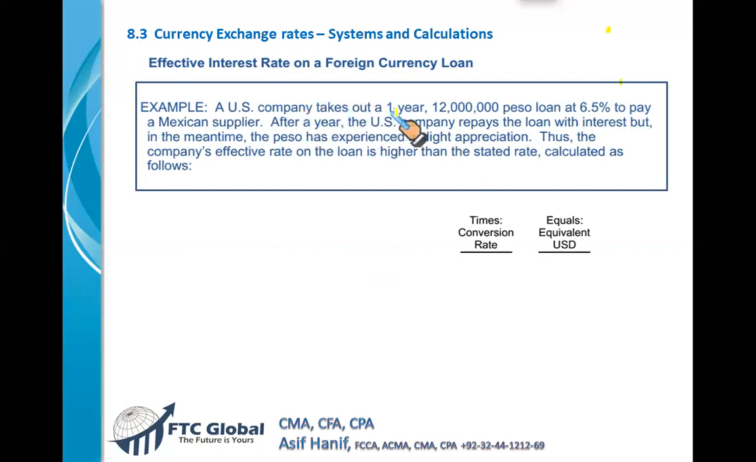A US company takes a 1-year loan of 12 million pesos at 6.5% to pay a Mexican supplier. After a year, the US company repays the loan with the interest, but in the meantime, the peso has experienced a slight appreciation. Now let us calculate if we take a loan in pesos, but the exchange rate changes, how the change in exchange rate can affect this cost of borrowing, which apparently looks quite a nice number, 6.5%.